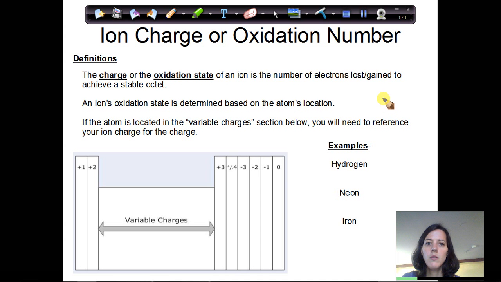In this video, you are going to learn how to determine the charge or the oxidation number of an ion or a compound. And you're also going to learn how to build an ionic compound.